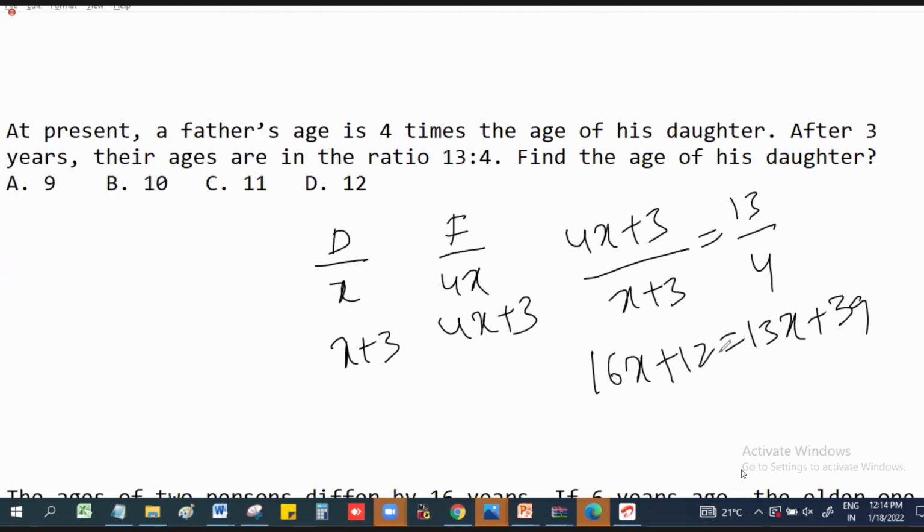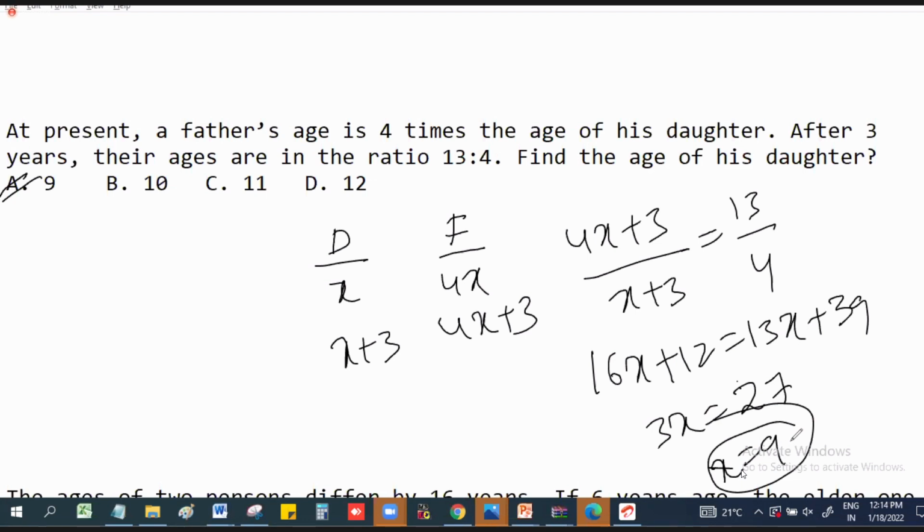So guys, here x, 4x, then after 3 years, x plus 3 and 4x plus 3. So this is what happened. So what is the difference? 3x is equal to 39 minus 12. 39 minus 12, how much? 27. Okay, x is 9? For x to be 9, this has to be 27. Okay? x is 9.